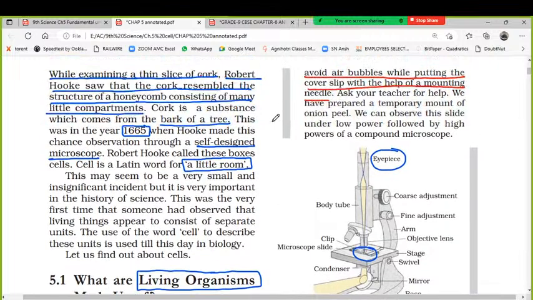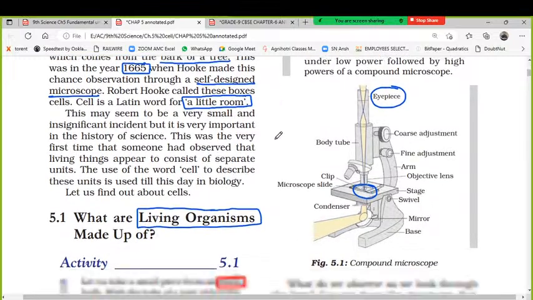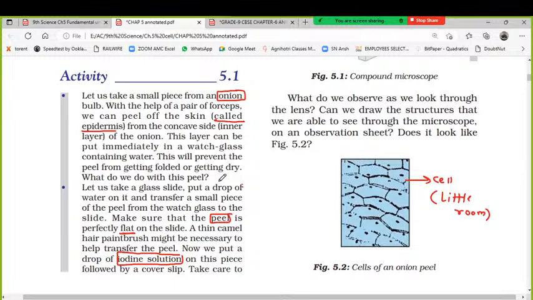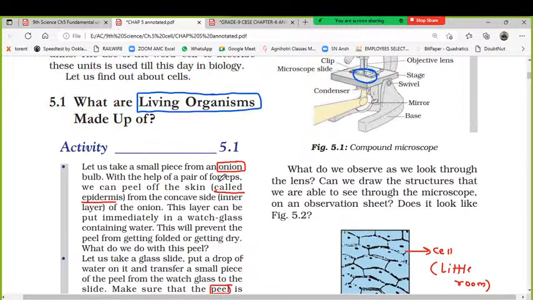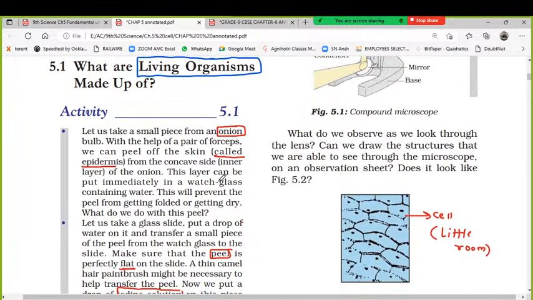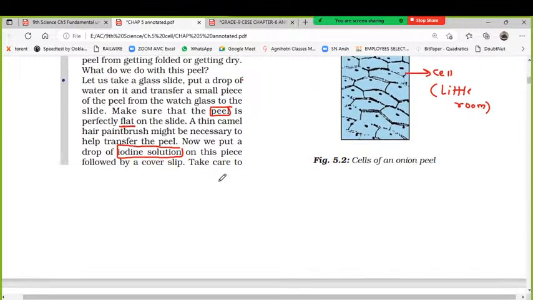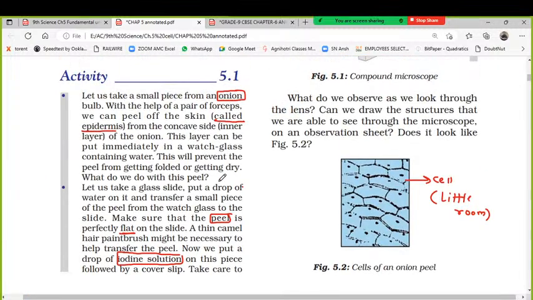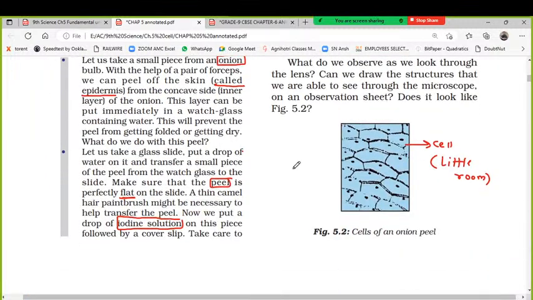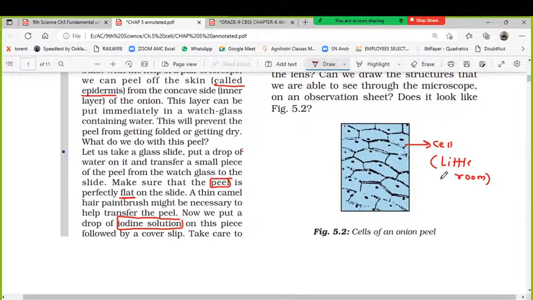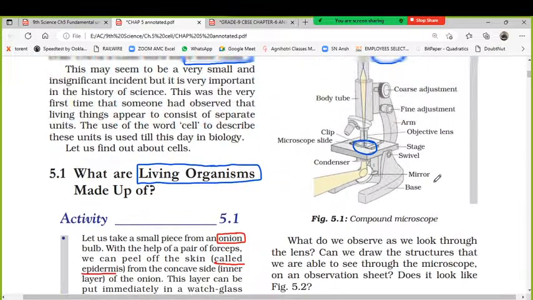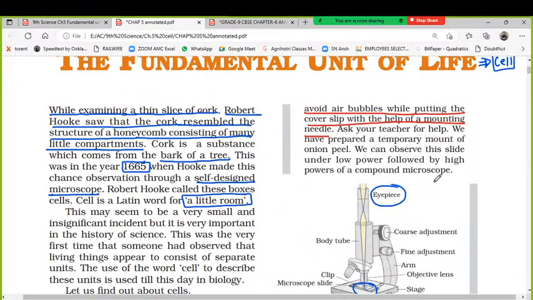We will just learn what these cells are. What are living organisms made up of? Now, if someone asks what living organisms have, what they are made up of, then our answer is that they are actually made up of small units known as cells. It looks like little rooms, and that is why we started using the name cell at that time.